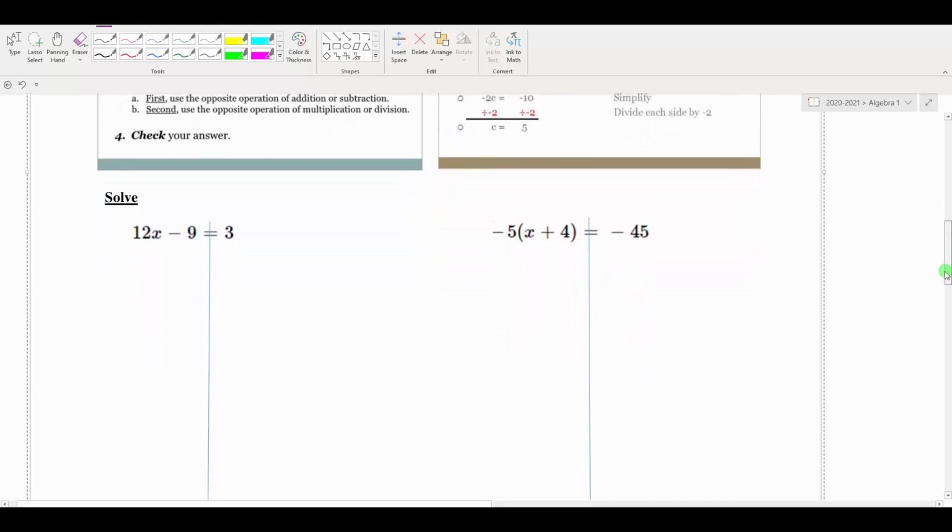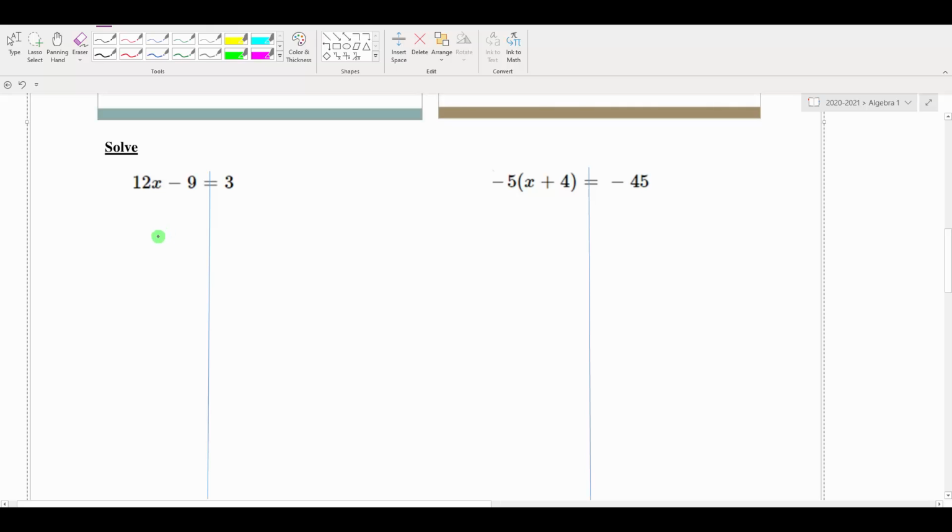Alright, so let's try one out. Let's solve an equation here. This one's an easier equation. We don't see any parentheses. We don't see any like terms that we need to combine. So really, this is just a matter of moving everything that's not an x to the other side of the equation. I like to start with anything that's adding or subtracting. So I'm going to start with this minus 9. I'm going to do the opposite, which means I'm going to add 9. And whatever I do on one side, I got to do on the other. So when I add 9 on this side, the 9's will cancel each other out, leaving me with just a 12x. And then over here we get 3 plus 9, which is 12.